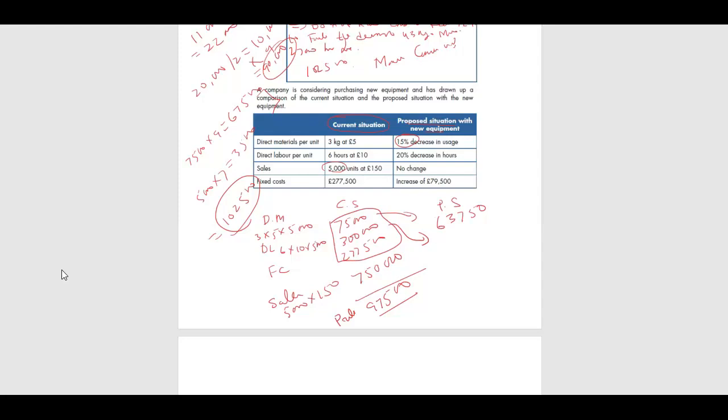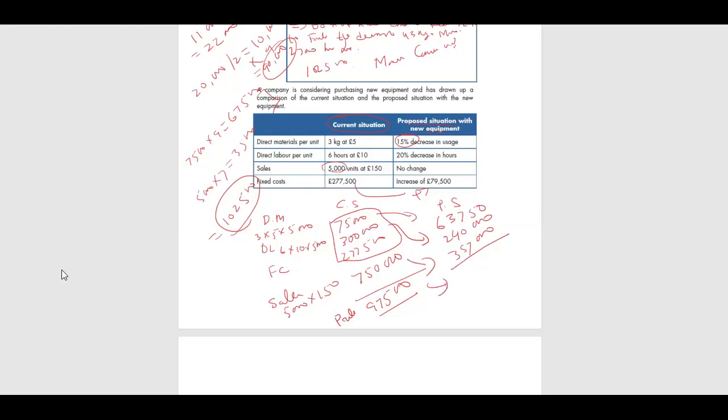And they say the fixed cost will be increased by 79,500. So 277,500 plus 79,500 will give you 375,000. And if I add all of this, that will give me the cost, and I will subtract it from the sale, and that will give us the profit. So let's have a look how much is the profit.